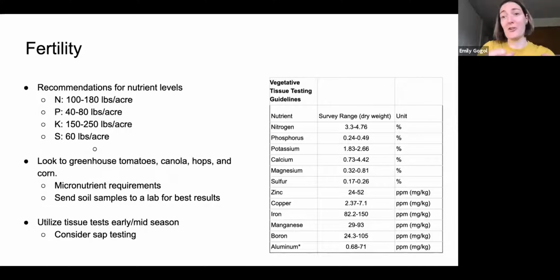It costs $100 to get testing done, but it will save you so much headache on the other end if you're sure your field is up to par, because adding back nutrients when you have plants in the ground is much more challenging and usually much more expensive and more risky. So please consider doing soil testing up front, and then utilize tissue tests early mid-season to make sure everything is going well, and that if you need to add additional amendments, through fertigation or a side dressing or something, you can do that.